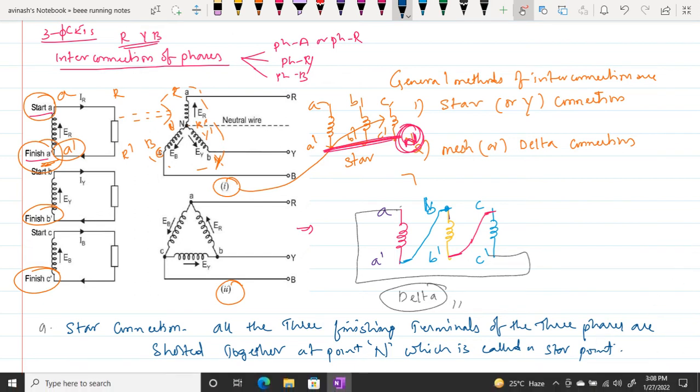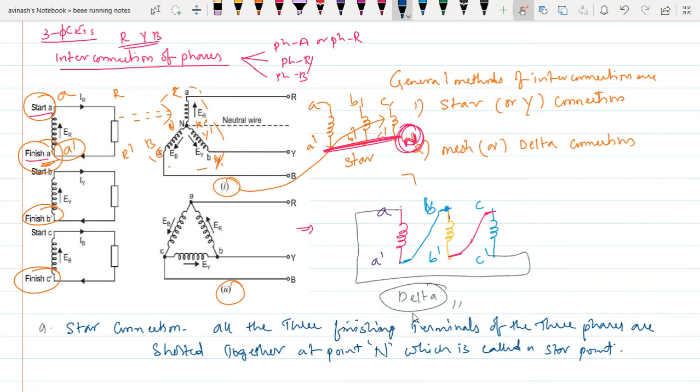The three lines of the three-phase supply are made available at terminals RYB or ABC. Any terminal you can take. Now, this configuration is called a Y connection or star connection. Hope you understand this point.